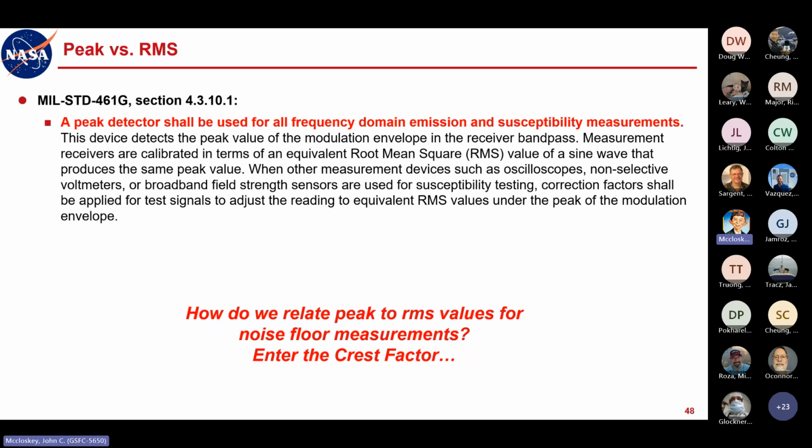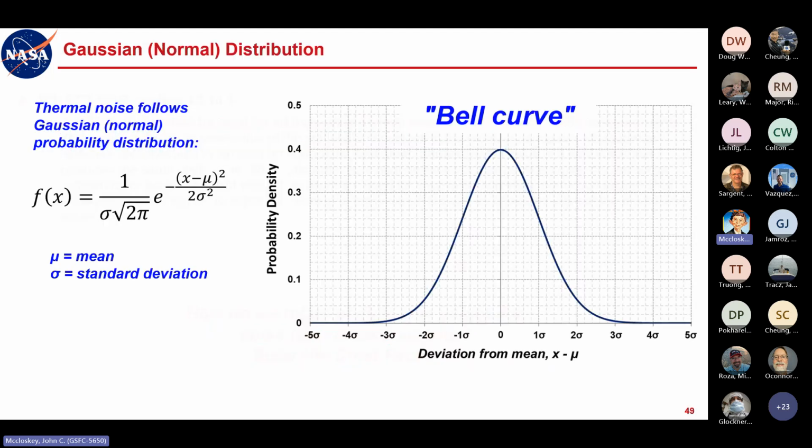Okay. So now I'm going to talk about a peak detector, just quoting from the MIL standard here. It specifies that a peak detector shall be used for all frequency domain emissions and susceptibility measurements. So how do we relate peak to RMS values for noise floor measurements? This is our discussion of the crest factor, and we have talked about this before, but it's always worth reviewing, I think.